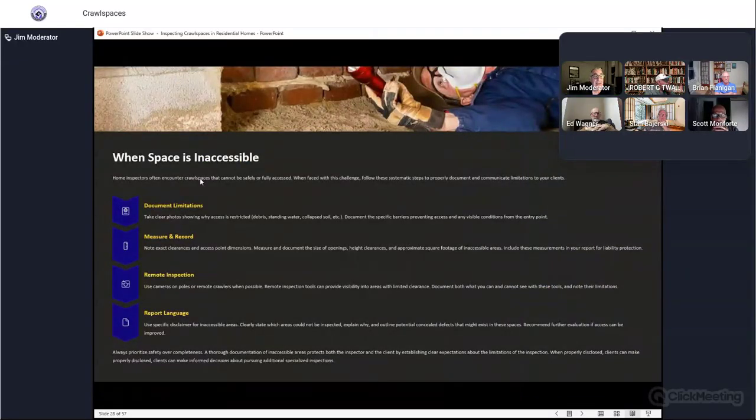When the space is inaccessible, we have to document that limitation. You should take clear photos and show why it was restricted. Measure and record what's going on: exact clearances, access points, and dimensions. So, hey, listen, I couldn't get into it. Well, the access was 6 inches by 6 inches, and you have to have proof for that. And again, use cameras, remote poles, or crawlers when possible. And report language: use specific disclaimers for inaccessible areas. You need to clearly state why you could not get in there.